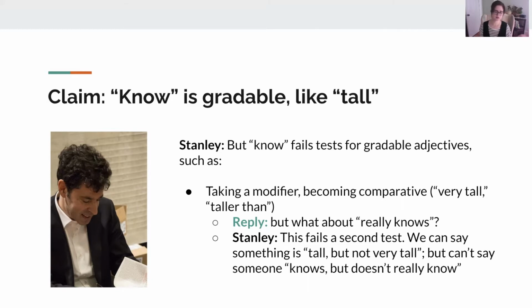One reply is to say, well, what about really knows? You can't say very know and you can't say knower than, but what about really knows? So someone really, really knows this idea, or someone really, really understands this thing better than someone else, for example. Stanley thinks that this fails a second test. We can say something is tall but not very tall, but we can't say someone knows but doesn't really know. The second one sounds like a contradiction. The first one doesn't. And so that indicates that there's a discrepancy between the gradable adjective tall and the word know.